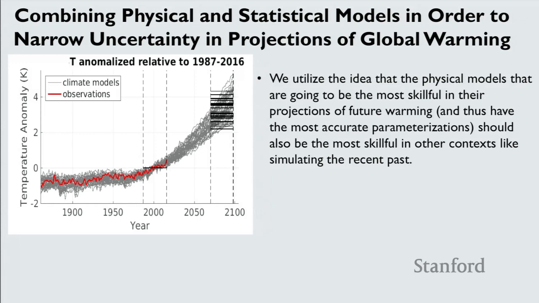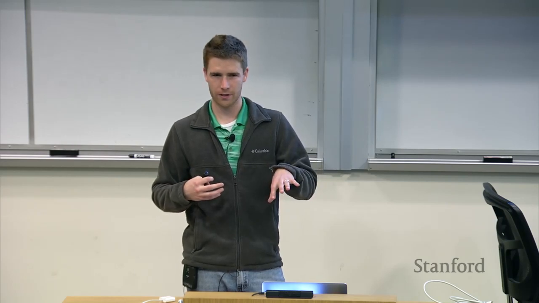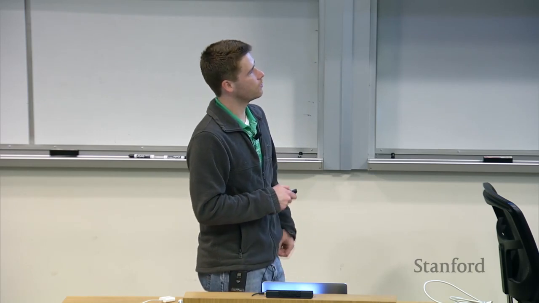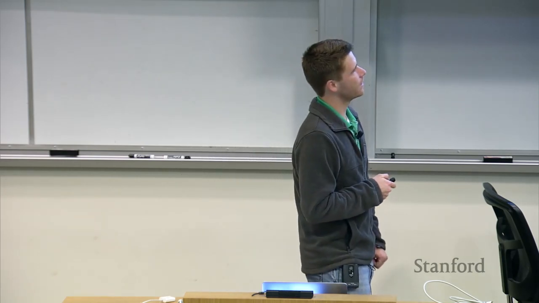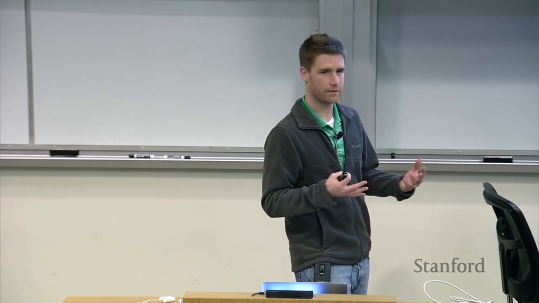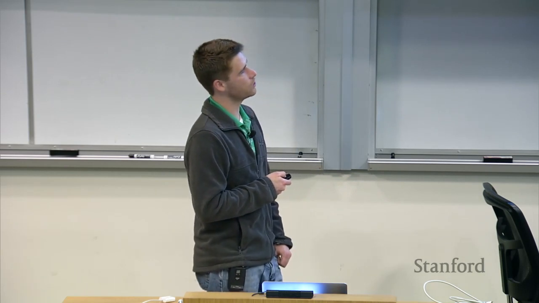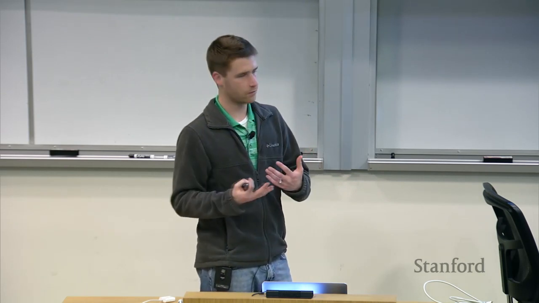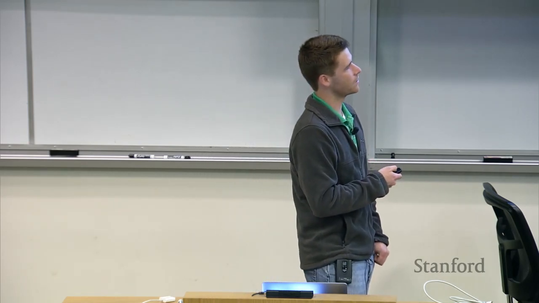And so since these models are kind of in their own physical reality, they're not necessarily pinned to observations in any meaningful way, you can evaluate them against observations of the recent past to see how well they are doing. And so what we use is what gets called the emergent constraints paradigm. And what that says is that if there's a relationship between how physical models simulate the recent past, where you have observations, and how much warming they simulate in the future, then you should be able to use this statistical relationship along with observations of the recent past to statistically constrain or narrow that range of uncertainty in future warming.